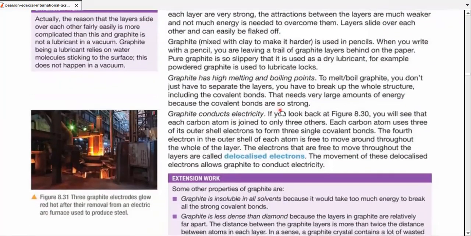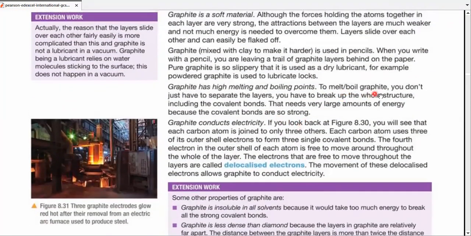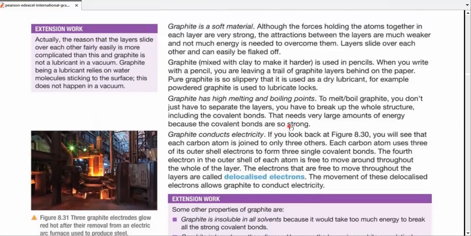Now, graphite has high melting and boiling points. To melt or boil graphite, you don't have to separate the layers. You have to break up the whole structure, including the covalent bonds, which actually needs a lot of energy because the covalent bonds are very strong.